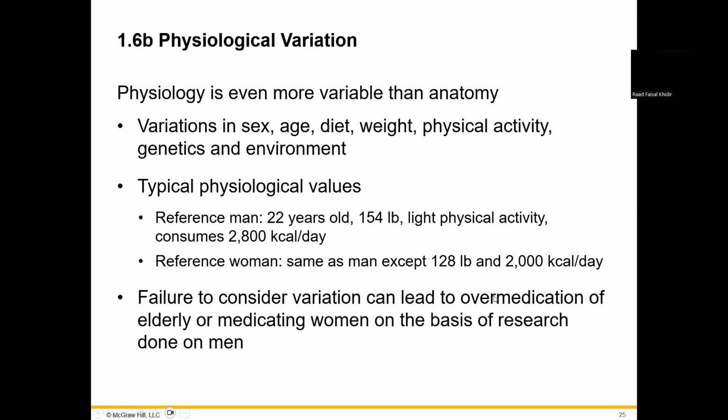A 22-year-old male is 154 pounds. When I was 22, I was 254. I was 100 pounds over the reference. Anyways, 128, and they need 2,000 kilocalories. Yeah, because you need 2,800 kilocalories a day. I was having 2,800 kilocalories a meal. That's not good. Because your triangle, at the time, I didn't know what I was doing.